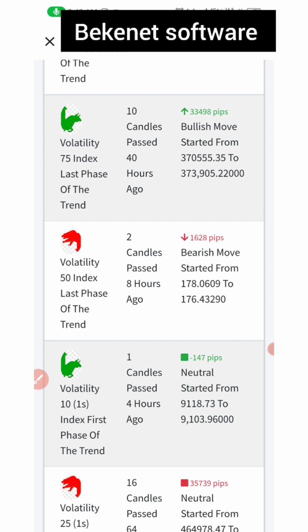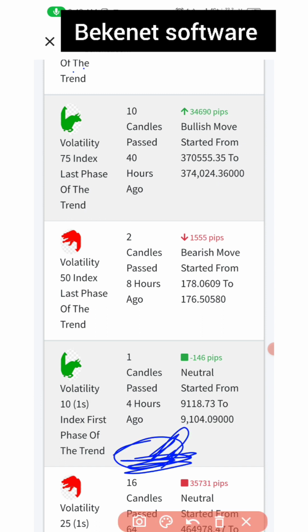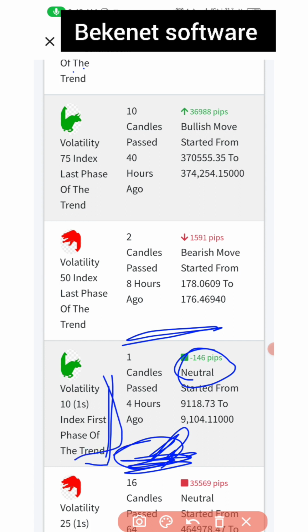Volatility 10 (1s), first phase. This is neutral mode. Now this trade is at the bottom. Looking at it now, the chart is already in my head. This thing is at the bottom. If you doubt it, let me go to the chart.